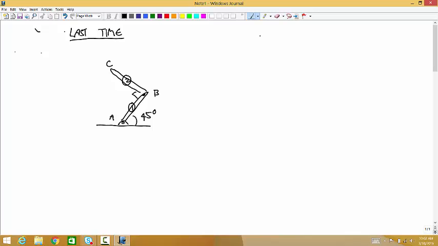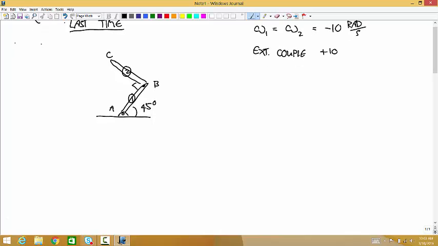And omega 1 was equal to omega 2, equal to negative 10 radians per second. And we had an external couple of positive 100 Newton meters on member 1 and negative 100 Newton meters on member 2. And we had a length of 0.5 for each of these and a mass of 5.